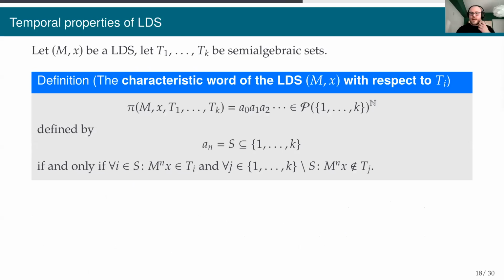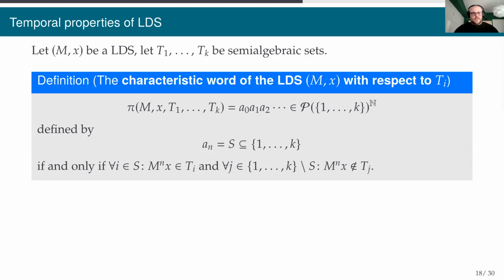So to do that, I'm going to define a little more. So you have your linear dynamical system given by your initial point X and your update matrix M, and you have K many semi-algebraic target sets. And the characteristic word of this linear dynamical system with respect to these targets, well, it's the most natural one you can think of.